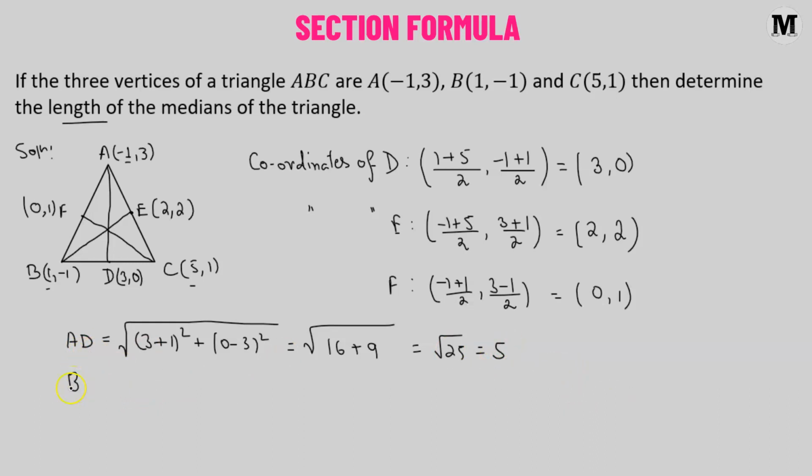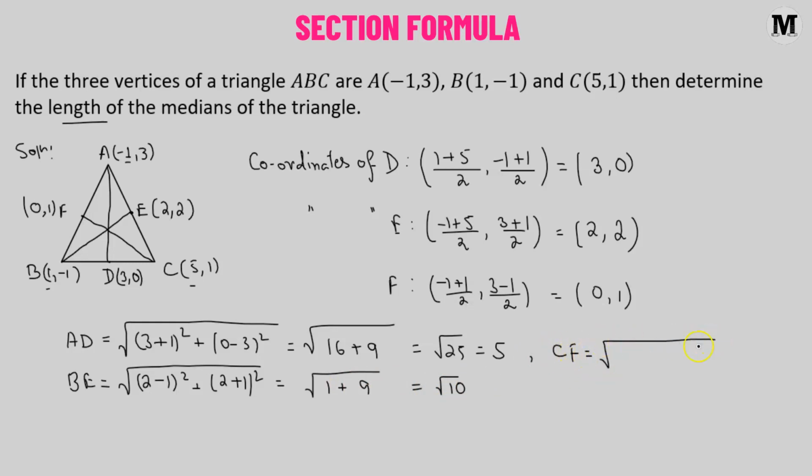Coming to BE, we'll take the square root. Underneath the square root, first we'll take the difference of the x coordinates. So we have 2 minus 1 squared, added to 2 minus -1, so that means we have 2 plus 1 squared. So 2 minus 1 squared, that's going to be 1. 2 plus 1, that's 3. 3 squared is 9. So we are going to get the square root of 10. And then finally, we're going to find out the length of the median CF. We take the square root. Underneath the square root, first we take the difference of the x coordinates. So that's 5 squared. Difference of the y coordinates, so that's 0 squared. So this is going to be equal to 5.